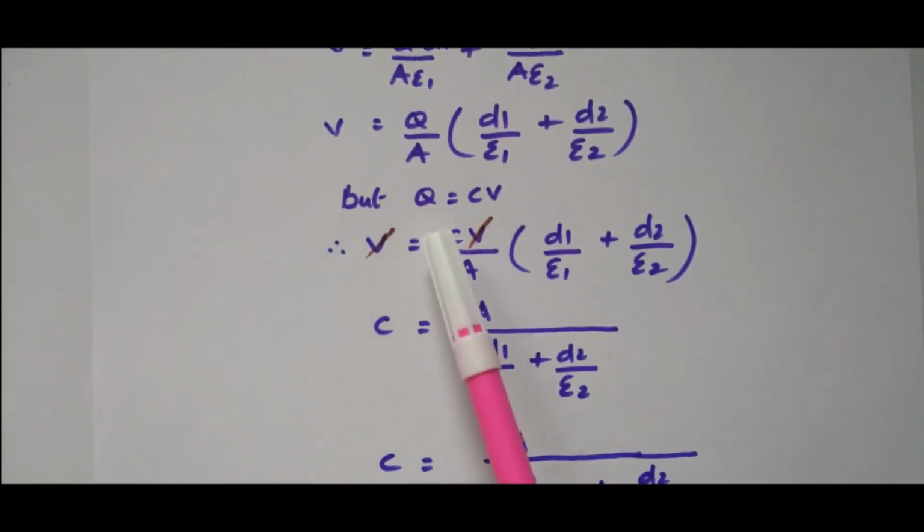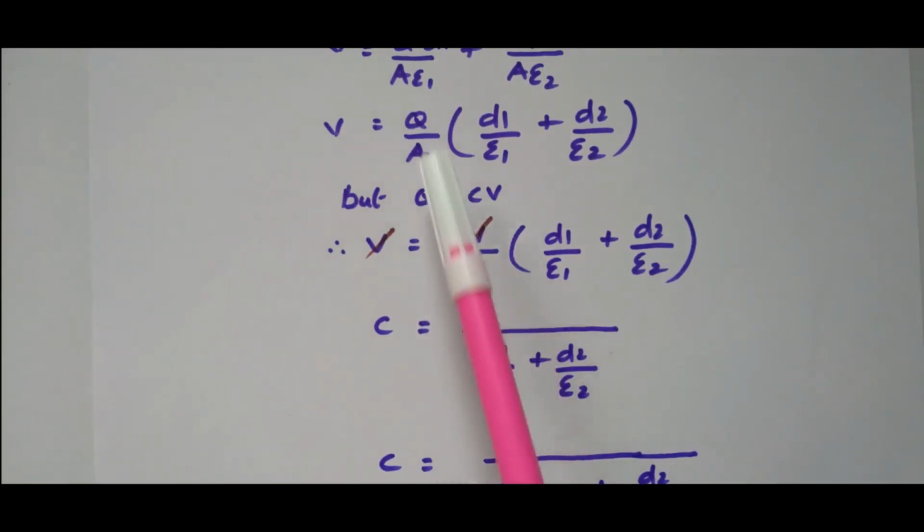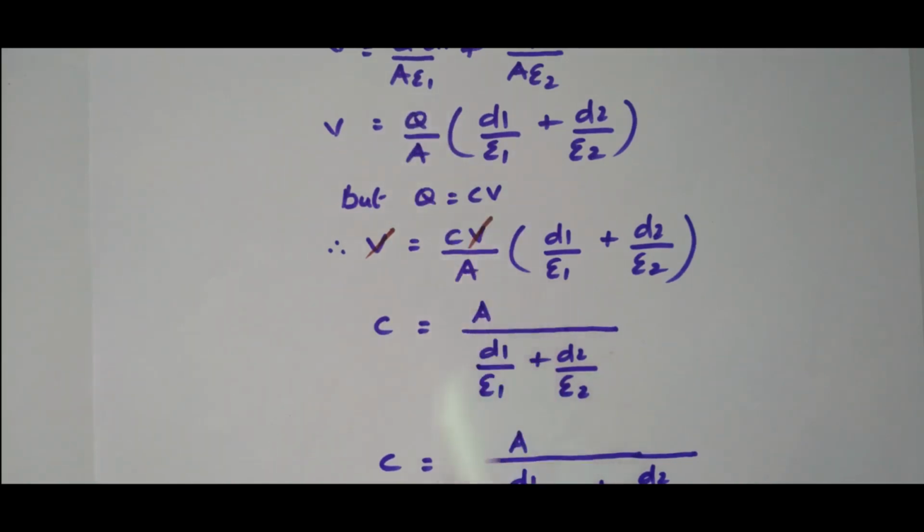Now we'll substitute Q equal to CV, right? The charge Q equal to CV, we will replace here, so that this V gets cancelled. Now we bring this term in the numerator and this term in the denominator, so that C equal to A divided by (D1 divided by epsilon 1 plus D2 divided by epsilon 2), right? So now we got the expression for capacitance.